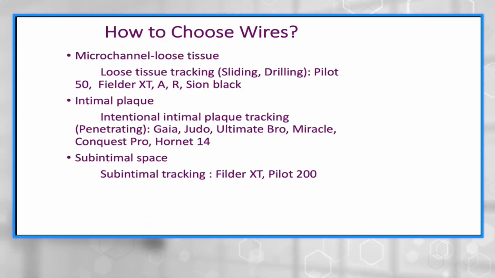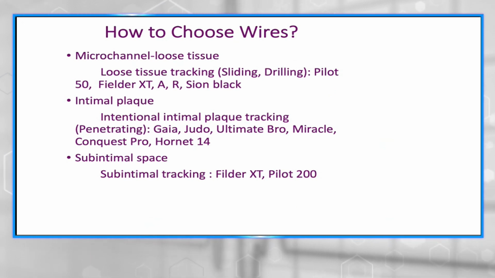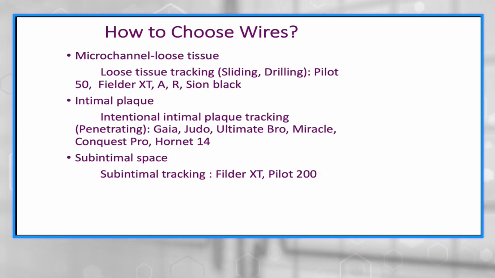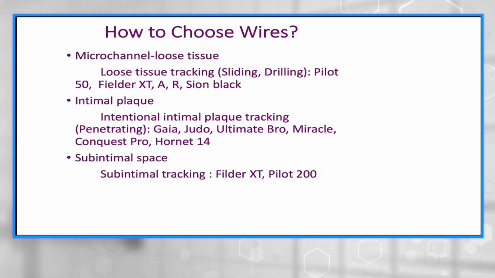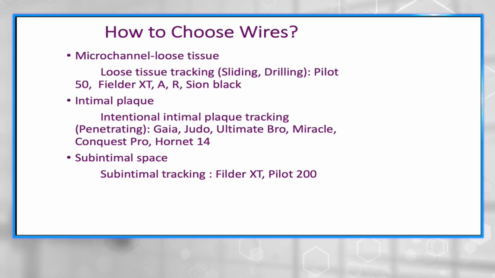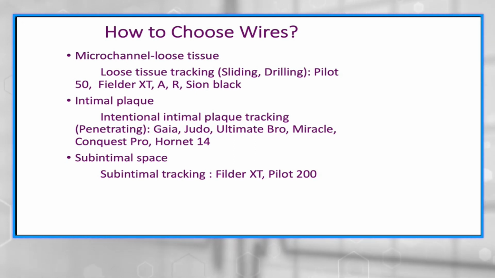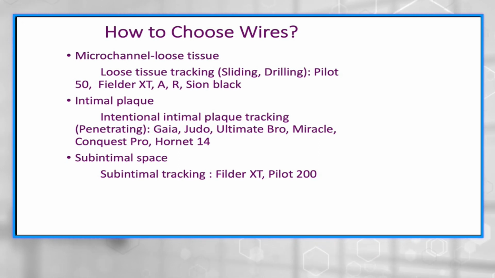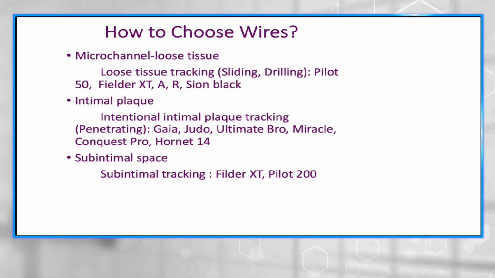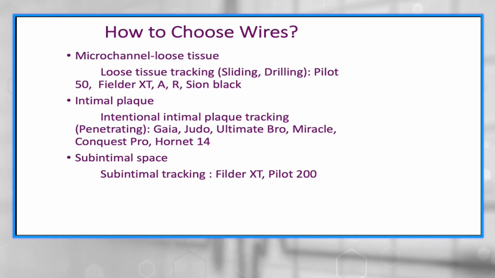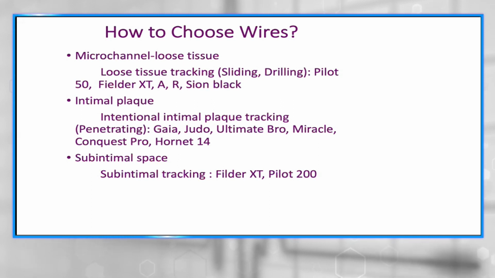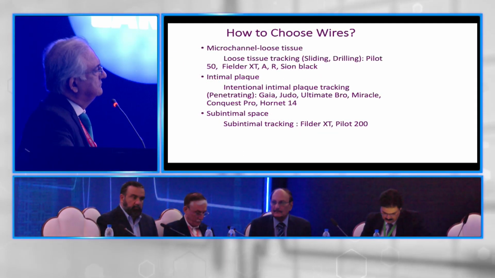So which kind of wire can we use? I don't want to go into more detail because we will talk about it tomorrow also. If we have a micro channel, we can use hydrophilic wires. We can use Pilot series, XTA, RSU, Black. These days, Gladius EX is a very nice wire. If we want to go intraplaque, then we can use Gaia series, Judo series, Ultimate Bros, Miracle, Conquest, Hornet 14. If we like to go subintimal, sometimes if you have calcified vessel, we do subintimal tracking. In that case, Fielder XT, Pilot 200 and Gladius MG are very nice wires these days.